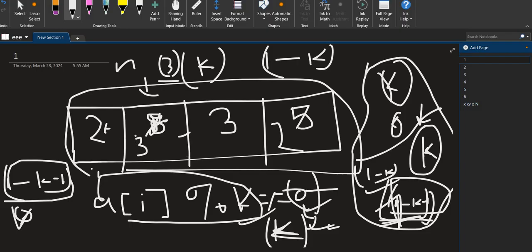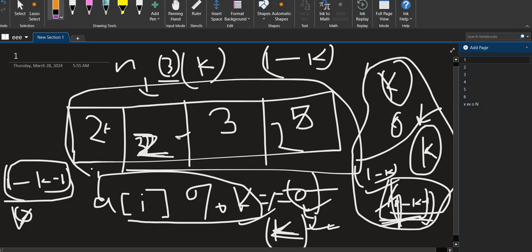Actually, I think I made a mistake here. This would be 2, right? 3 times 2 is 6. So 8 minus 6 is equal to 2. I was wondering what was the problem. So yeah, that was the problem. Now you have these numbers. You know what to do.